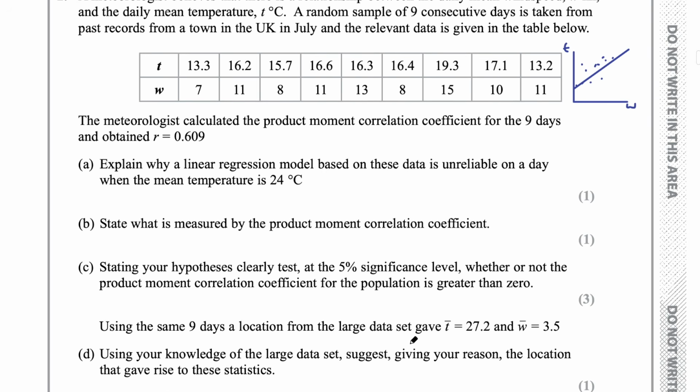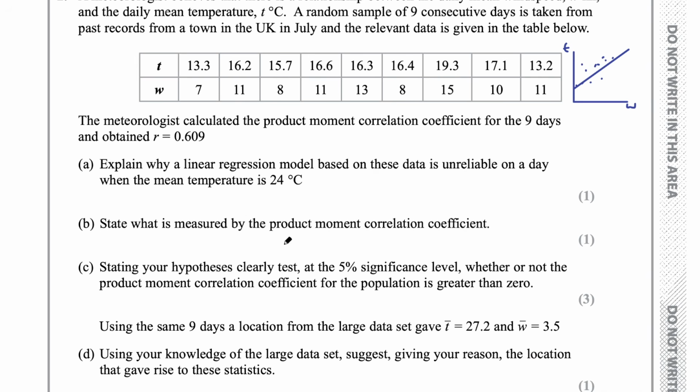Now, in the large dataset, you should be familiar with the 8 locations in there. There are 5 in the UK and 3 outside of the UK. Given that this is the same 9 days, I'd suggest it wouldn't be in the UK because, given these temperatures from the UK, this is a higher mean. So just looking at the temperatures, I'd suggest this isn't in the UK.